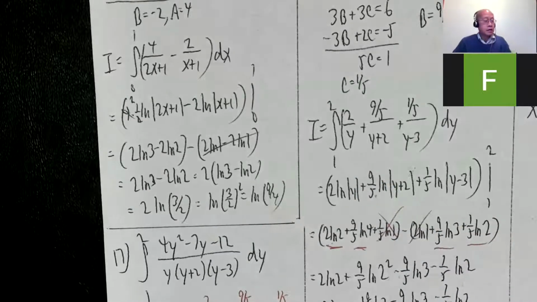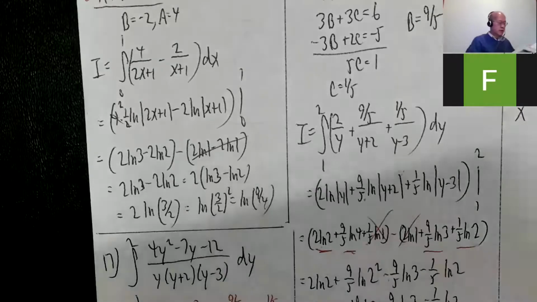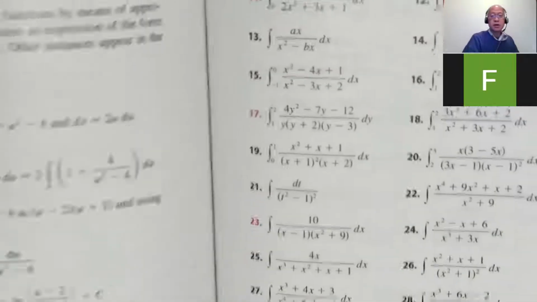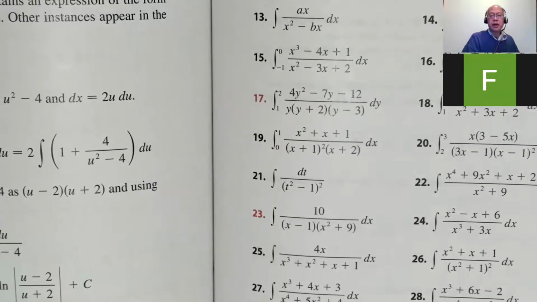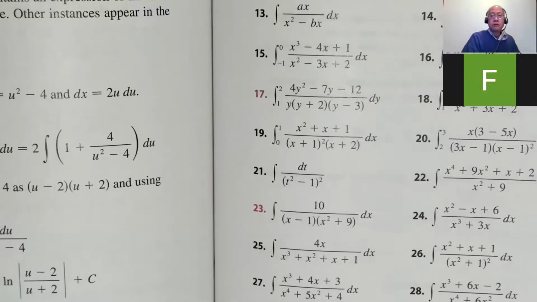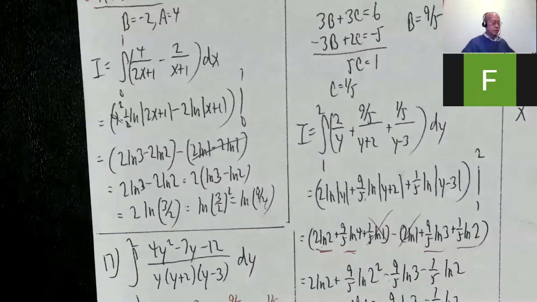Okay, so this is the idea of partial fractions we have here. All right, now, next one's a little harder, 17. Let's see what they have there. The bottom has y plus 2, y minus 3. 4y squared minus 7y minus 12. Okay, that really doesn't matter that much for now.